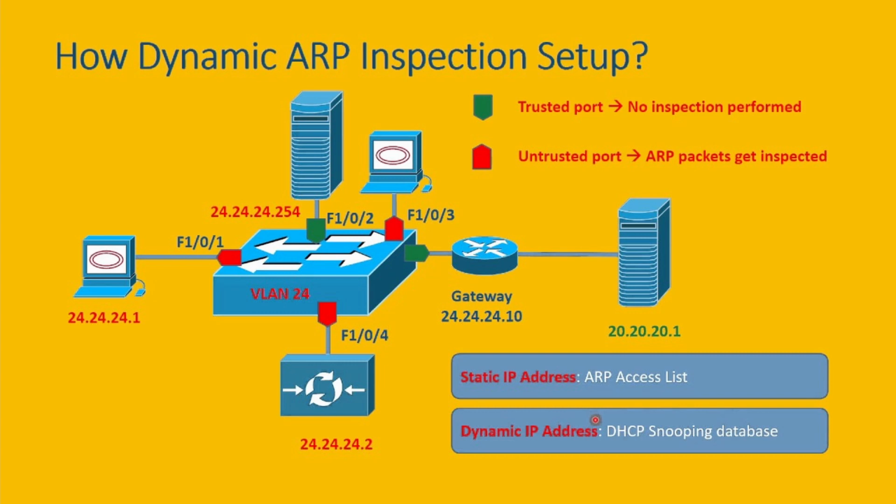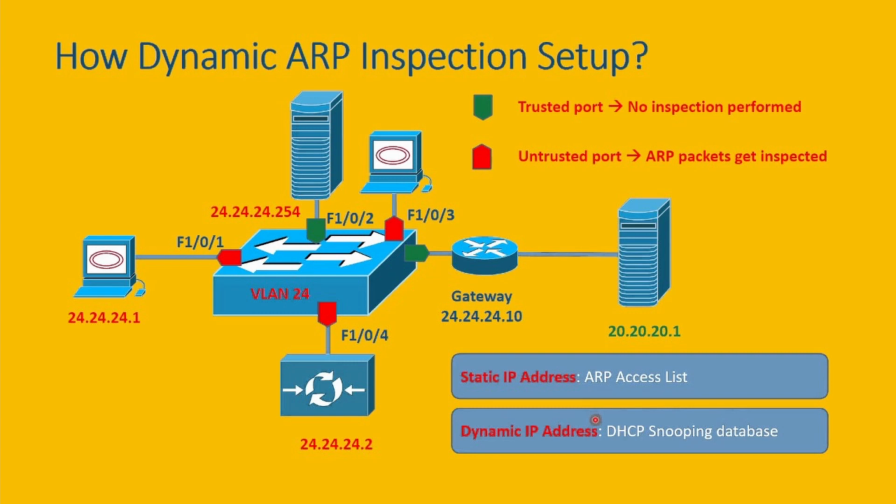DAI validates ARP packets by comparing them to a trusted database, known as a DHCP binding table, which pairs MAC addresses to IP addresses. If the packet's information matches an entry in the DHCP binding table, it's considered valid and allowed through. If it doesn't match, or if the packet is a gratuitous ARP reply, an unsolicited message used to update ARP cache, the packet is discarded, effectively blocking potential attacks. In networks where static IP addressing is used, administrators can manually build an ARP Access Control List, ACL, to provide DAI with the necessary trusted information.